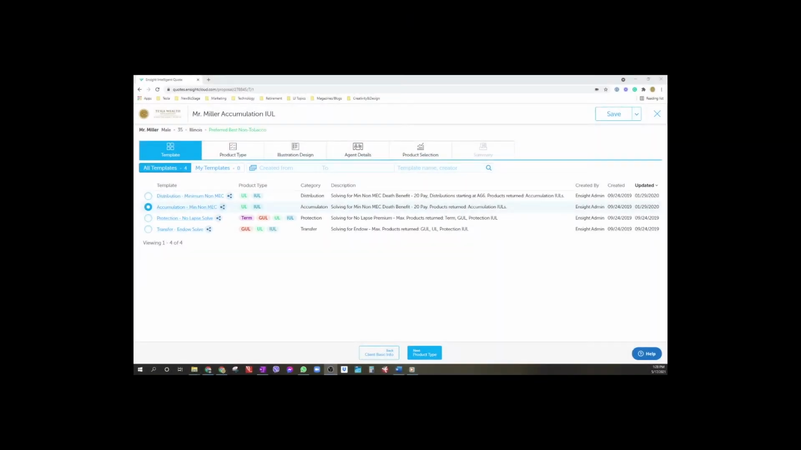In other words, we need to determine the growth our client is going to earn from the cash value in the policy over their lifetime. First, let's use our Insight software to run a cash value life insurance policy for our 35-year-old male investor. Let's call him Mr. Miller.